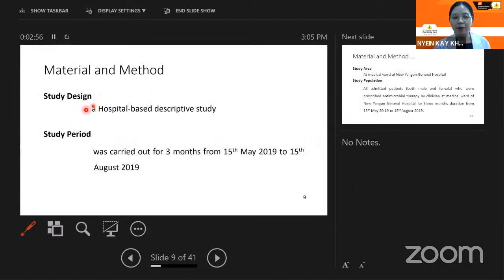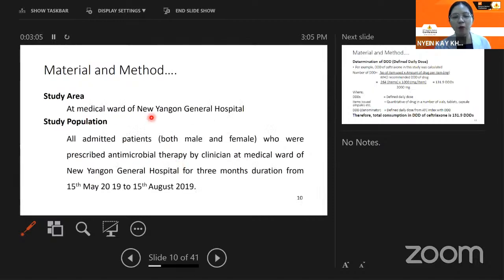For the materials and methods, my study design was a hospital-based descriptive study. It was carried out at the medical ward of New Yangon General Hospital. The study population was all the admitted patients who were prescribed antimicrobial therapy.